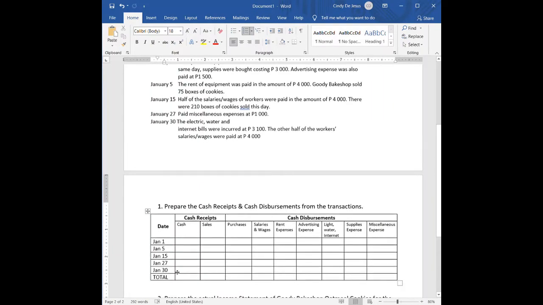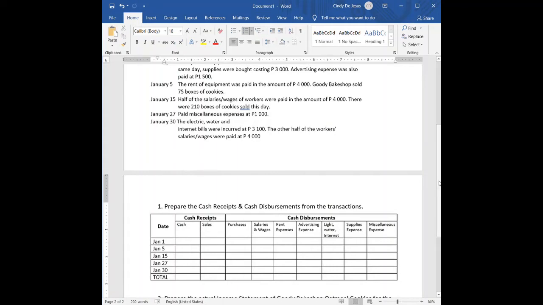So we need the cash receipts, those are the things that you acquire. It can be in the form of cash or it can be in the form of what you sold, or sales, as we call it. Okay, and then cash disbursements are things that you pay out, or things that are going out of your business. So this is like in and out.